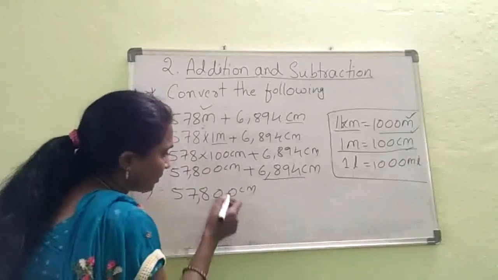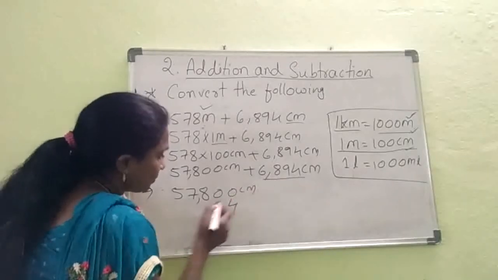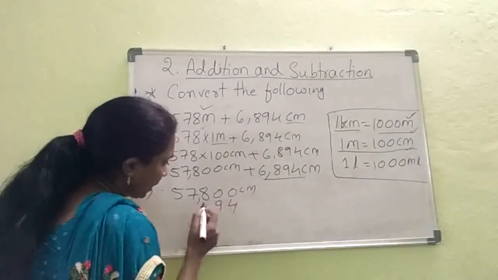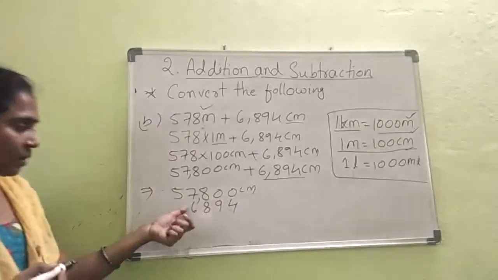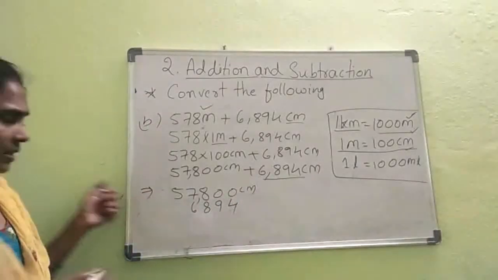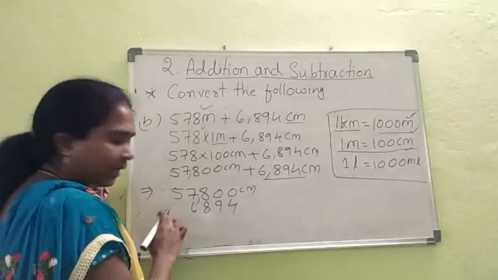That means 4 should be below the 0. Next, 9 should be below the 0. 8 should be below the 8. 6 should be below the 7. Here in this number one digit is less, that's why we left this place, right? We will not write any.